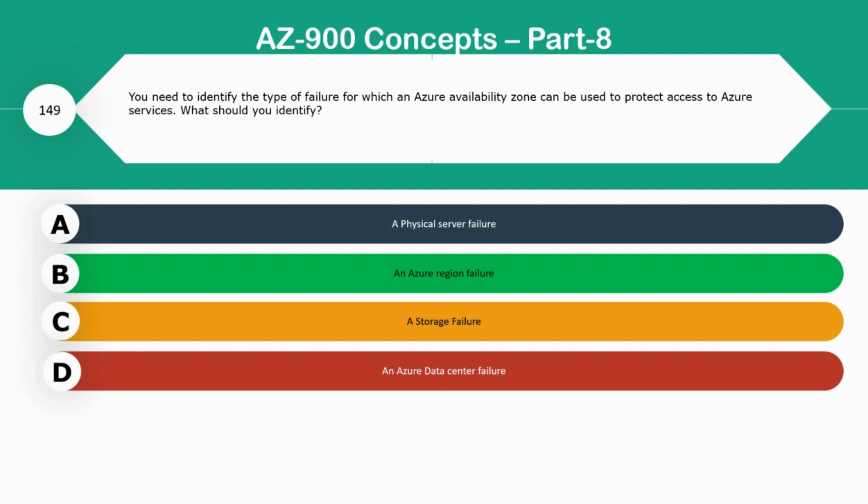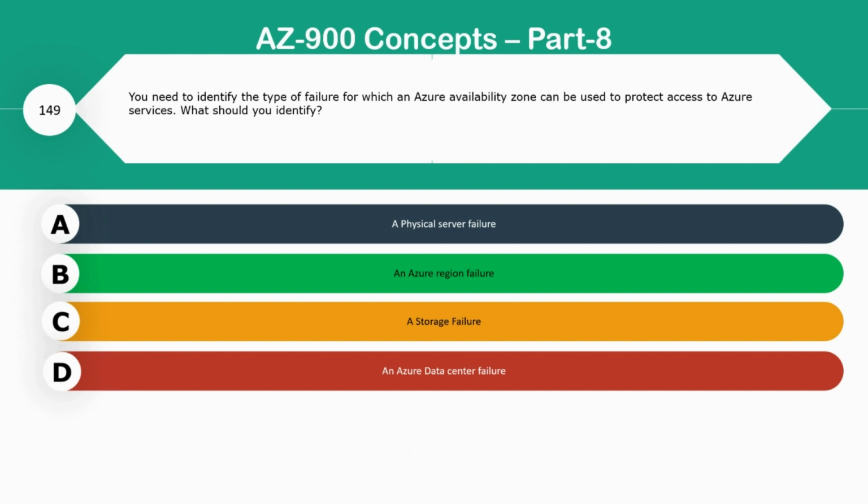Next question, you need to identify the type of failure for which an Azure availability zone can be used to protect access to Azure services. What should you identify? Option A, physical server failure. Option B, an Azure region failure. Option C, a storage failure. Option D, Azure data center failure.